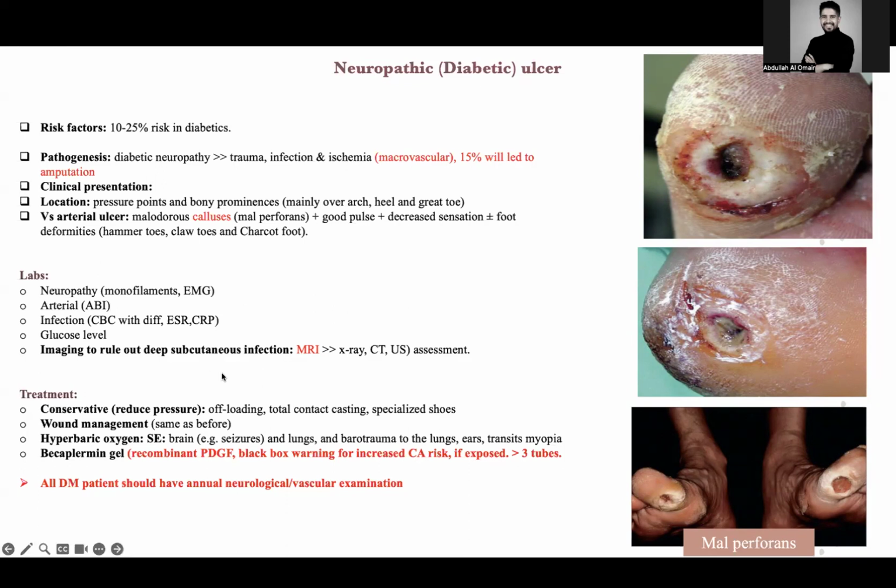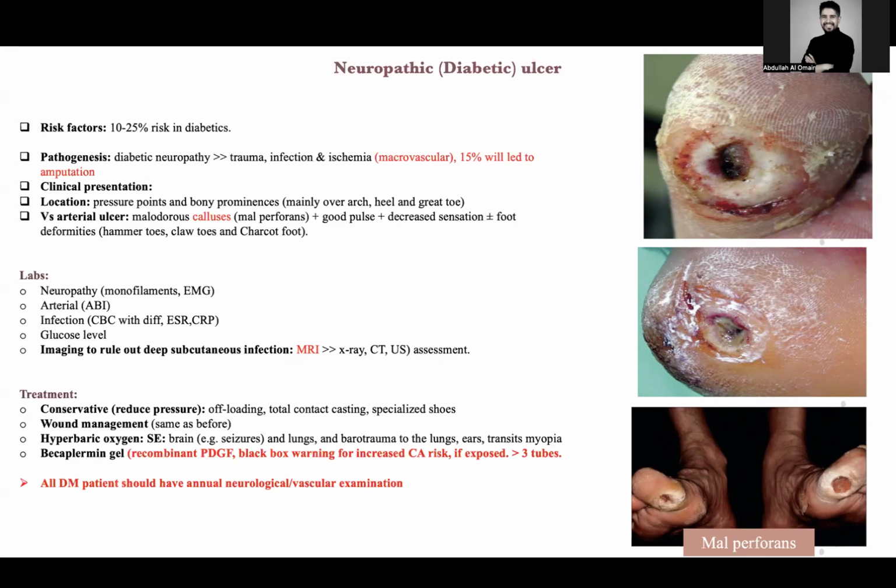The same treatment, but there are two points we're going to mention. Hyperbaric oxygen to supply the blood vessels that supply the peripheral nerve in the same area. The problem is we have complications in this case. Sometimes it can cause barotrauma to the lungs, myopia to the eyes, and of course seizure.